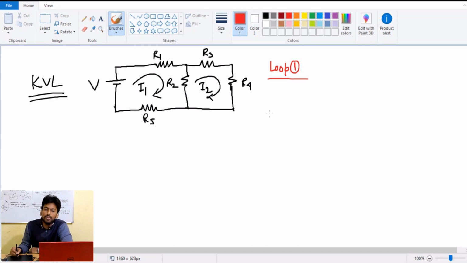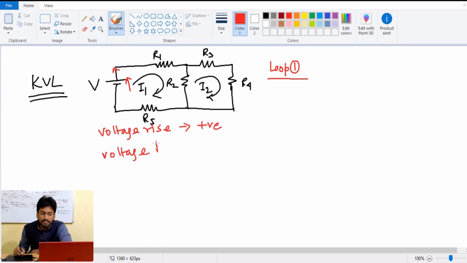In case of loop 1, always go in the direction of the current. So we are going in the direction of current inside the V source. From the positive terminal the current goes outward. But moving in the current direction, in this V we are going from negative to positive, meaning the voltage is rising. In case of KVL, a voltage rise signifies a positive sign, and a voltage drop signifies a negative sign.